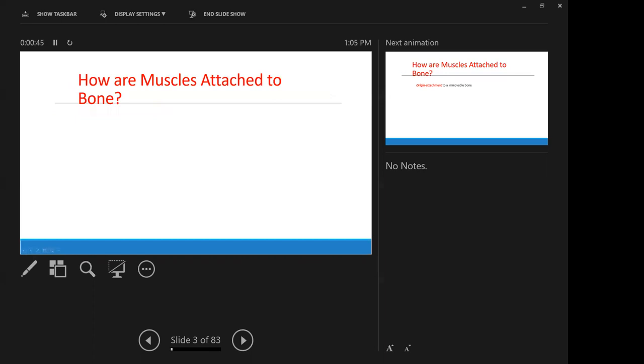The first question we look at when we talk about a muscle is how it is attached to a bone. Muscles are attached to a bone in at least 2 places. It's going to have an origin. That's where the muscle attaches to a bone that doesn't move. So it may be attached to the scapula, for example. Its origin is a bone that doesn't move. Its insertion is going to be a bone that moves.